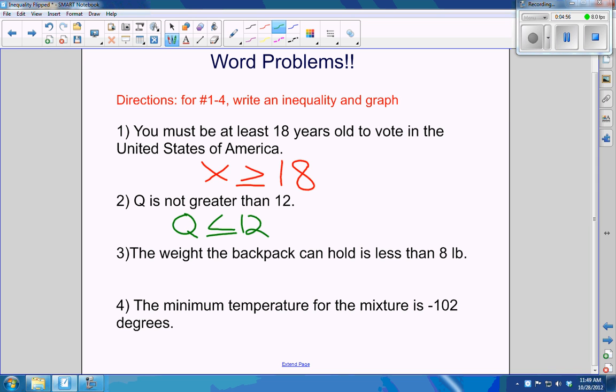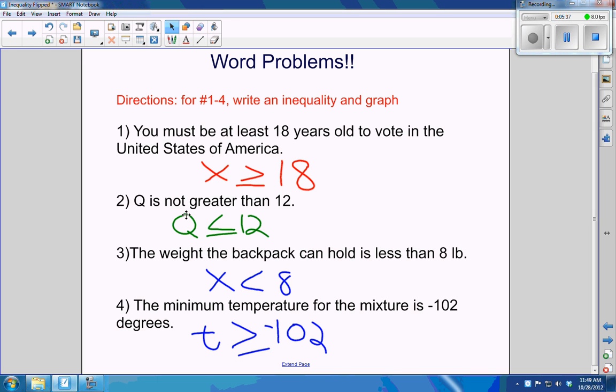The next one, the weight the backpack can hold is less than 8 pounds, which means it cannot hold 8 pounds. So you can have any variable, x, b, whatever, and an 8, it is less than 8 pounds, so it goes this way, and that less than says it cannot be equal to. The minimum temperature for the mixture is negative 102 degrees. So I have my T, I have my negative 102. The minimum temperature, meaning it's got to be bigger, but it can also be equal to. There is the answer for that one.